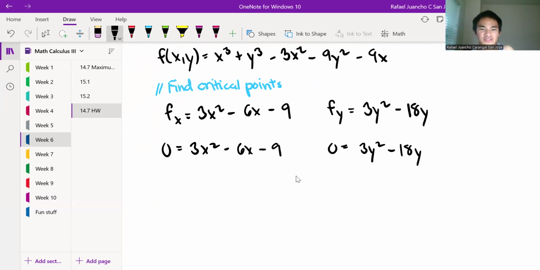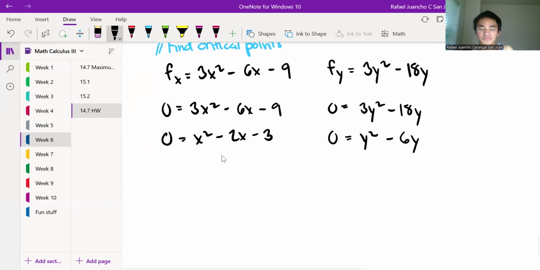What can we see here? We can actually simplify. This becomes x squared minus 2x minus 3. You can also do the same here: y squared minus 6y, right? Then from here, now this one's quadratic formula, maybe? Or something to factor. Here, I'm just going to factor.